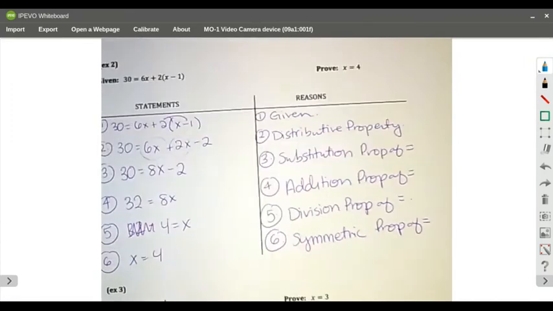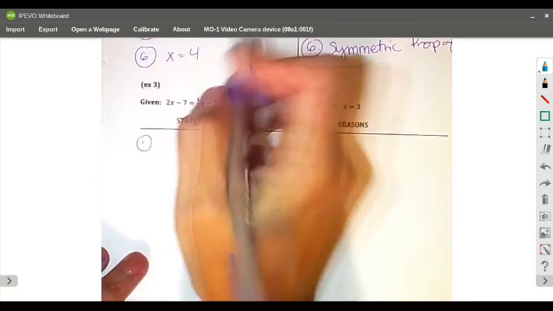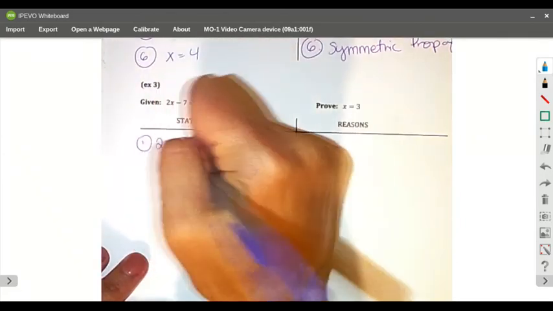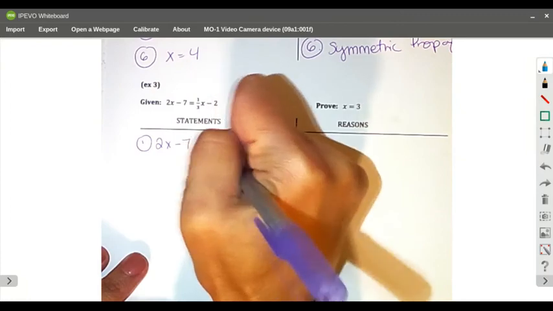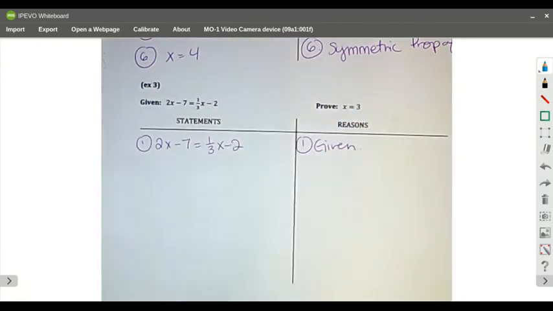Okay, so there's our second one. And let's do the last one. So given 2x minus 7 equals 1/3 x minus 2. That's given, so we always start with that.